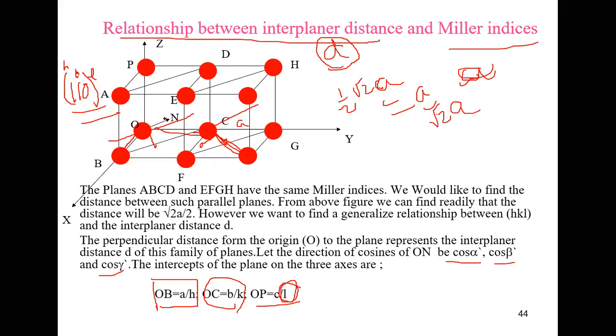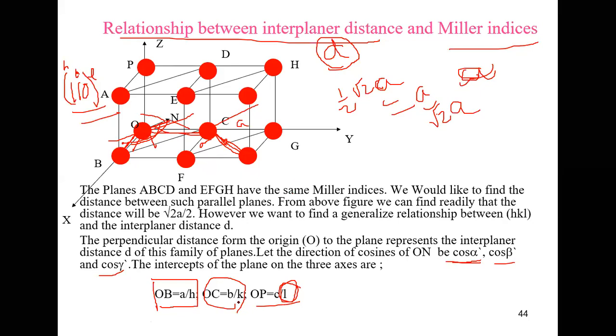So in this case, if you draw a perpendicular from the origin to the desired plane, it will have a projection on the x-axis, a projection on the y-axis, and a projection on the z-axis. Those projections, or direction cosines, are denoted by cos alpha prime, cos beta prime, and cos gamma prime. Okay, so we have already denoted OB as a by h. Now, what would be cos alpha prime? Cos alpha prime is the direction cosine on the x-axis, so it will be d by OB, and for the y-axis it will be d by OC. For the z-axis it will be d by OP.